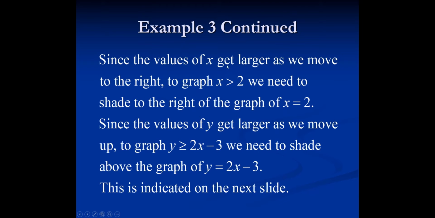Now the values of x get larger as we move to the right. So to graph x greater than 2, we need to shade to the right of the graph of x equals 2. Because if you go to the right, x is getting larger, and you want x larger than 2.